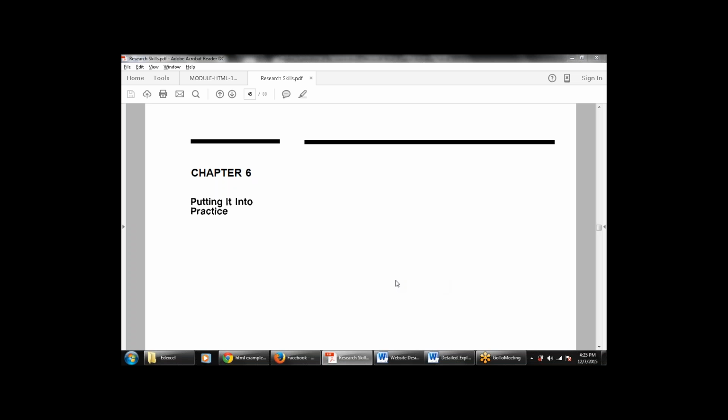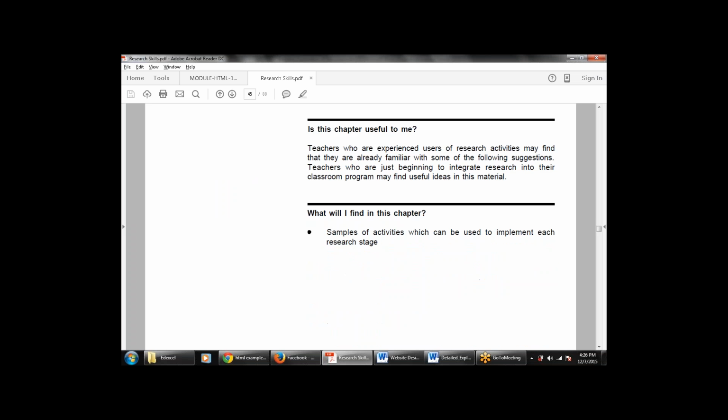Today I am going to continue with the same module, that is research skill, and the same chapter, chapter number 6, putting it into practice. In the last class we discussed how to put it into practice, that is, whatever we have learned in theory classes in chapters 1 to 5, now put it into practice. So let's start with this session.